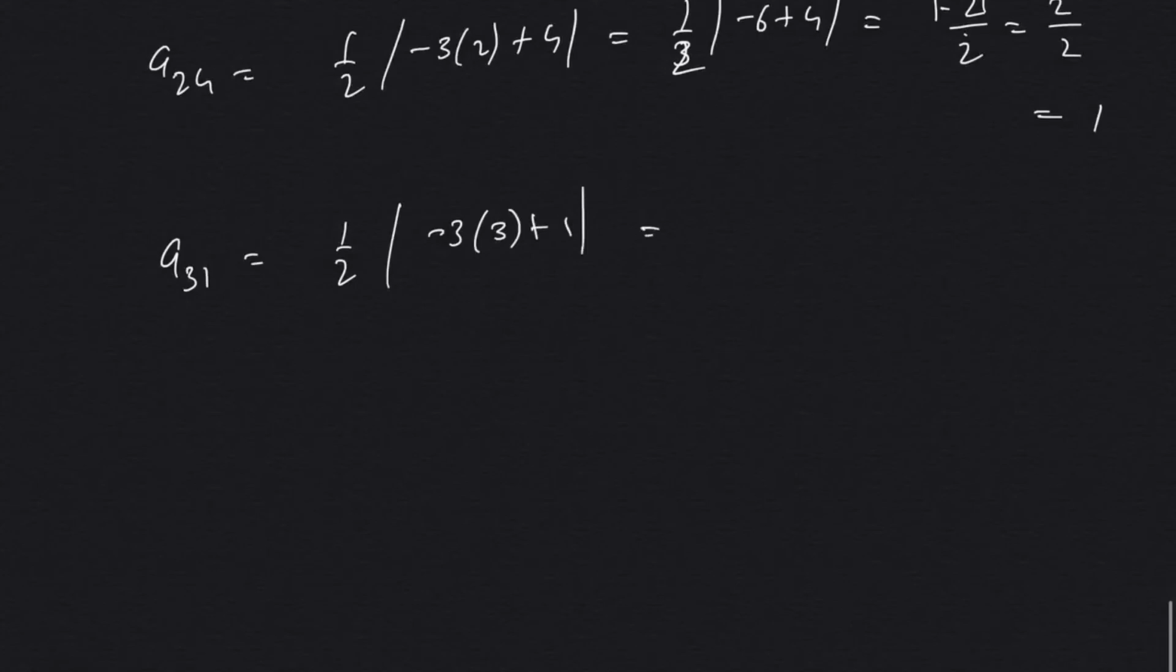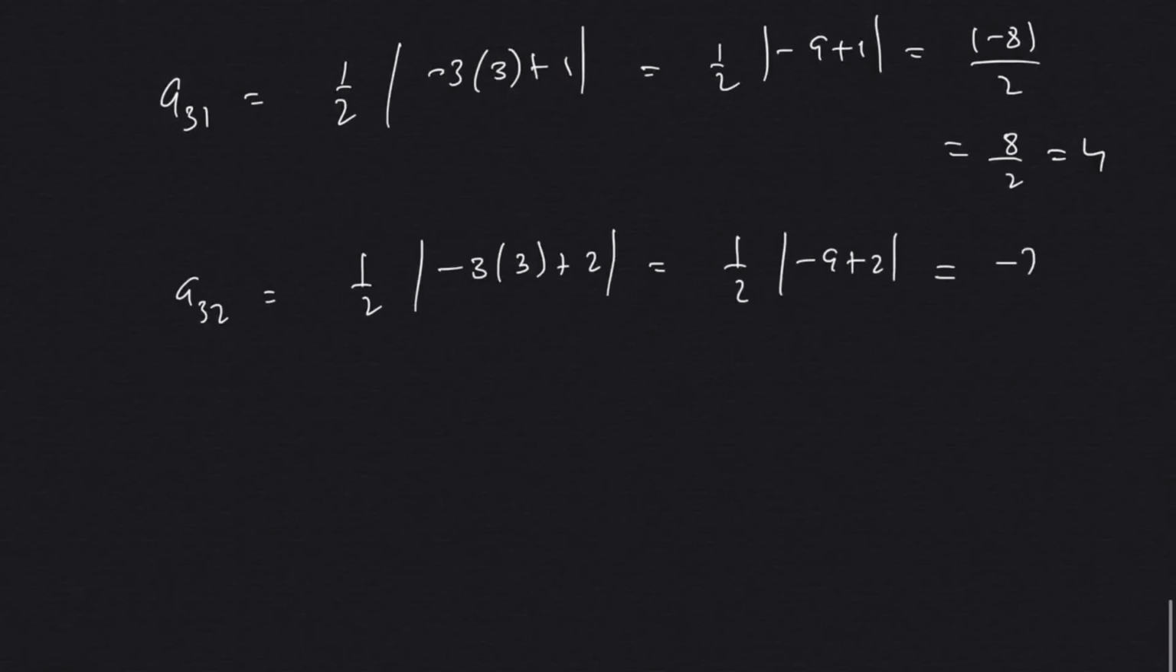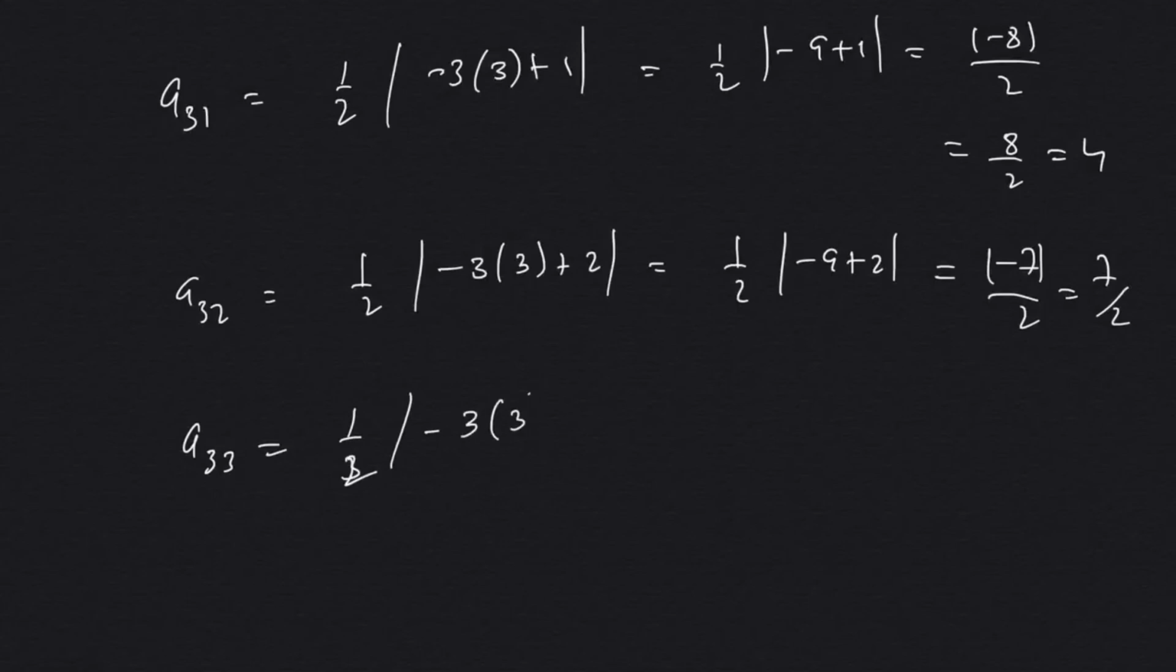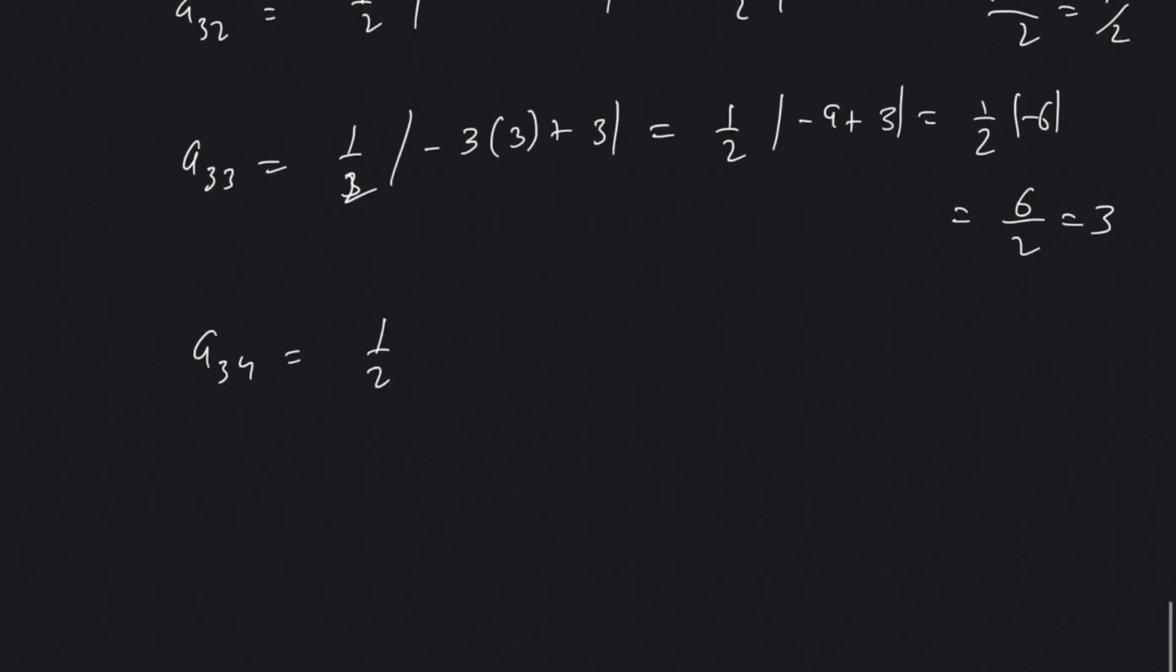A31: 1/2 modulus of minus 3, i is 3, j is 1. So 1/2 modulus of minus 9 plus 1, minus 8, 8/2, 4. A32: 1/2 modulus of minus 9 plus 2, that is minus 7/2, that will be 7/2. A33: 1/2 modulus of 3 into 3 plus 3, and lastly A34, third row, fourth column.